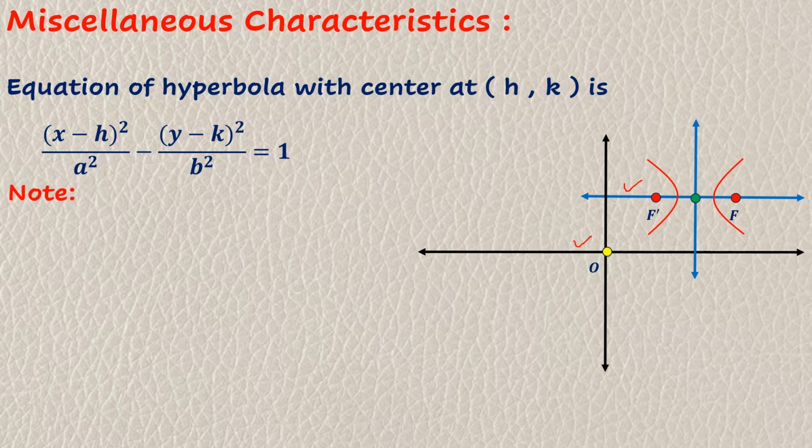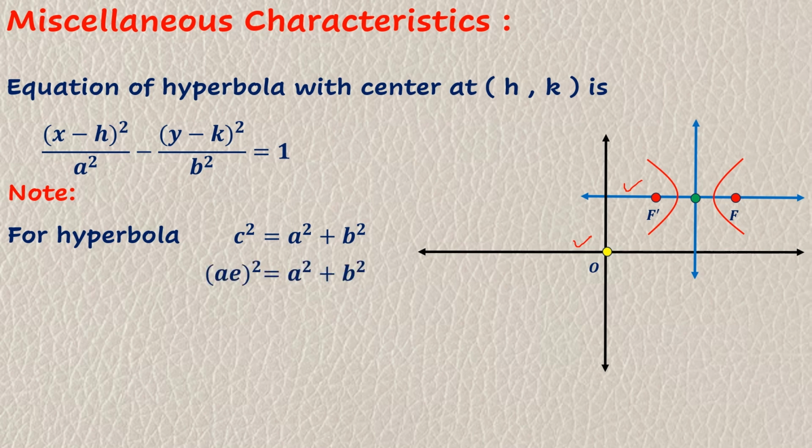One more thing to be noted is that for hyperbola, c square is equal to a square plus b square, and as c is equal to ae, replace c is equal to ae and we get a square e square is equal to a square plus b square, which gives e square is equal to a square plus b square over a square. From this expression we can find the eccentricity of hyperbola.